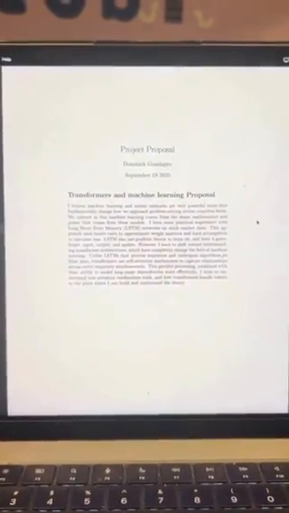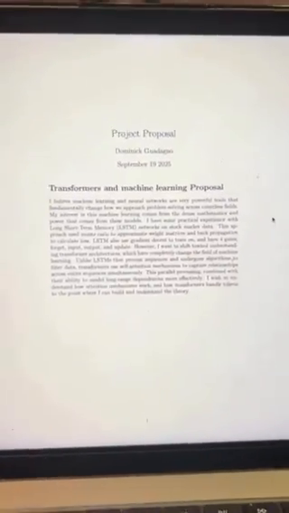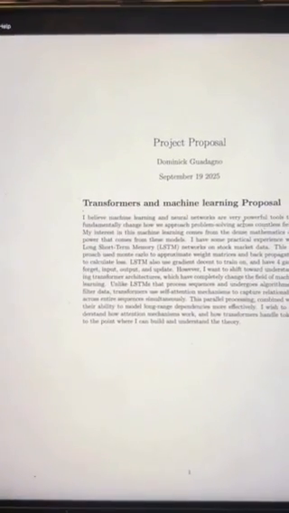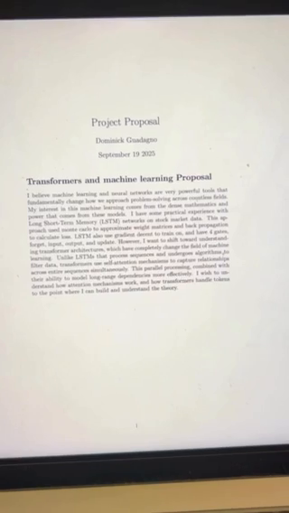Unfortunately, the second Friday of semester, I did not have a project proposal ready. So here it is. I'm interested in transformers and machine learning. So I have made nets in the past.